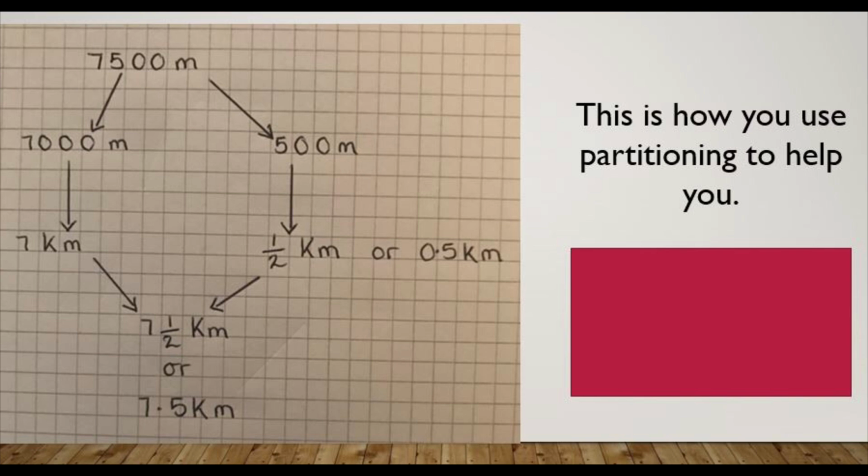7,000 metres is 7 kilometres. And now I look at the other side, I've got my 500 metres. So I had 7,500. Now, I know that 5,000 metres is 5 kilometres. So we're going to go back to the screen now, just to have a look at this.